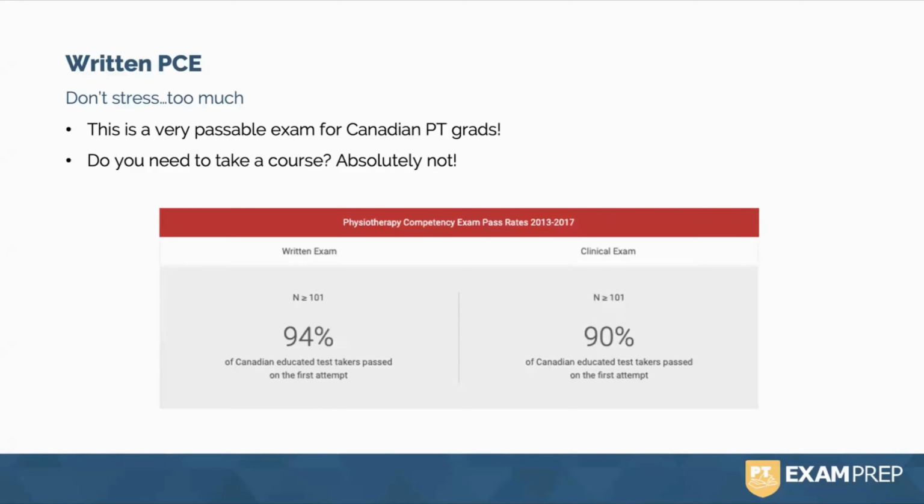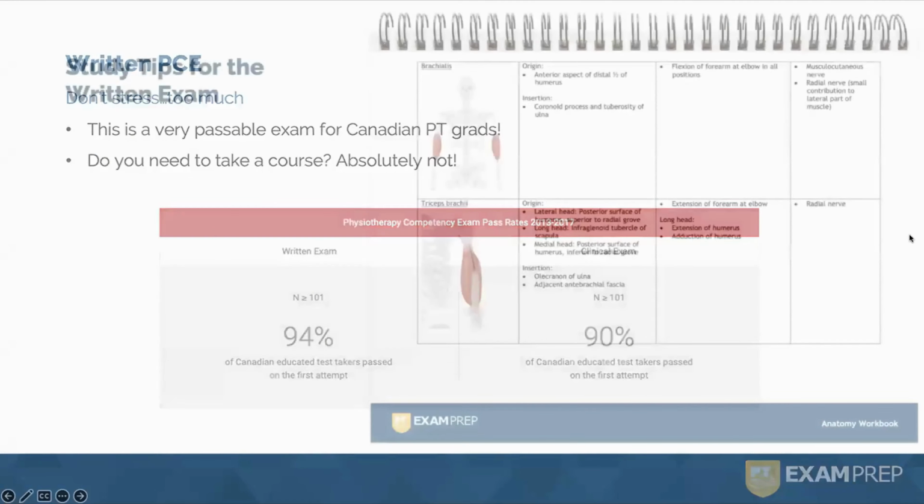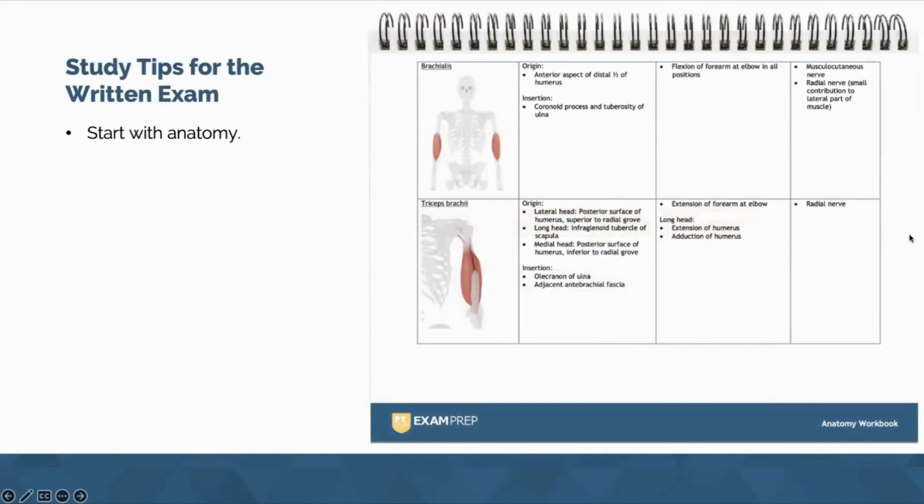All right, so let's go over some study tips. The first one is you absolutely have to start with anatomy, okay? Now the exam is not going to test you on basic anatomy, but you do need to know anatomy in order to build upon the other components here, okay?